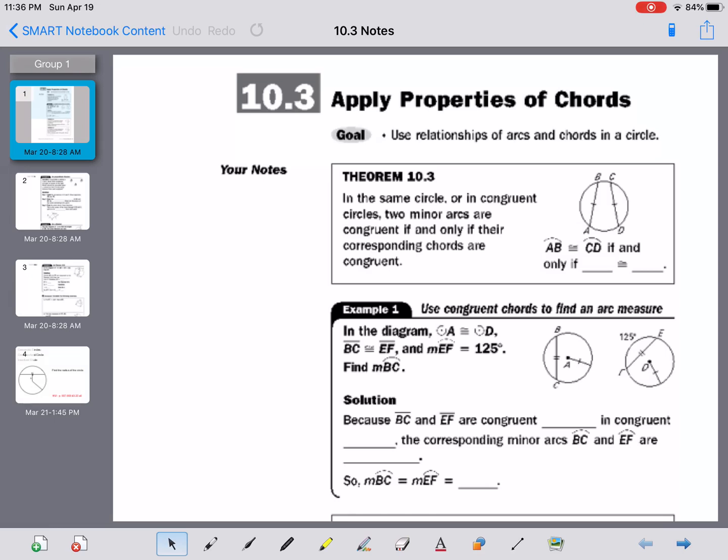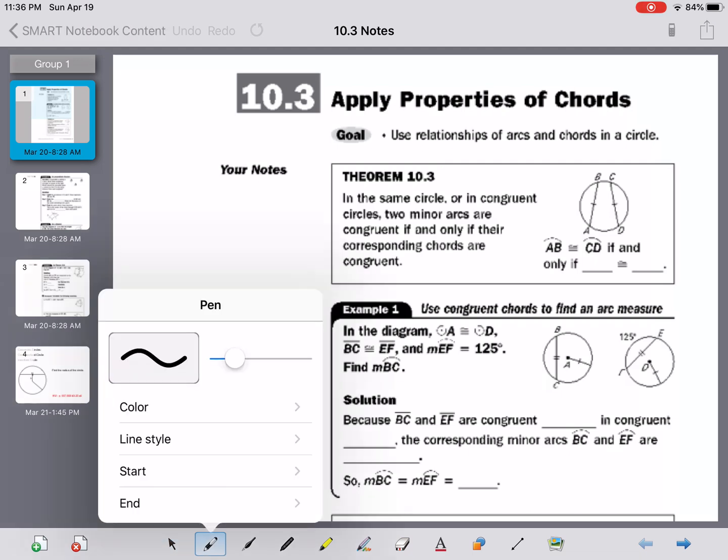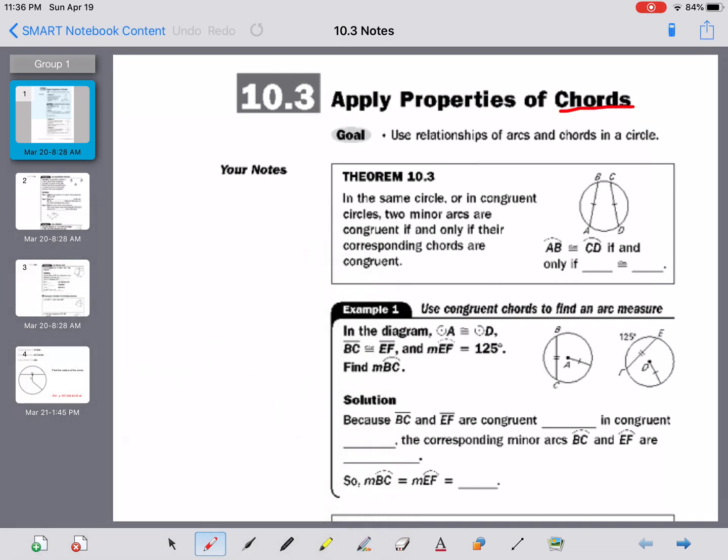10.3 notes, apply properties of chords. So a quick reminder from our first section in the definition of a chord. The definition of a chord here is a segment with endpoints on the circle.